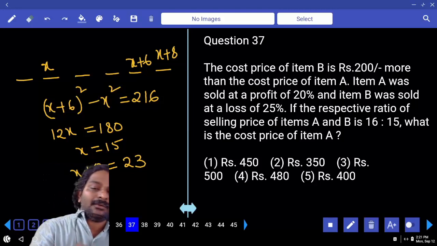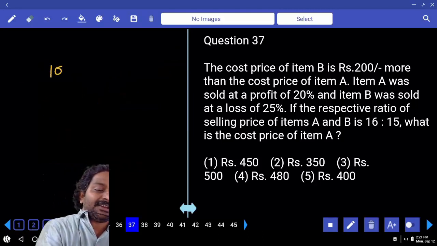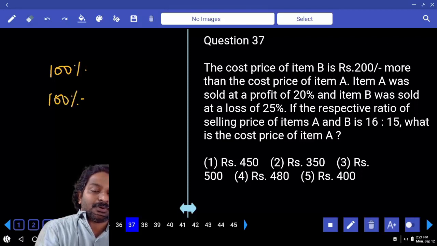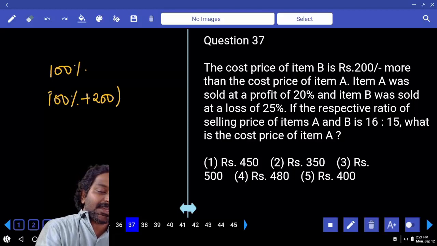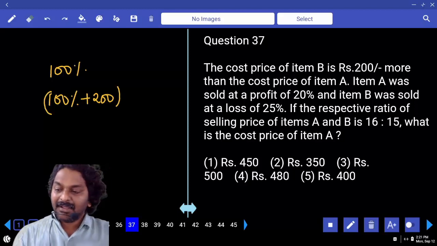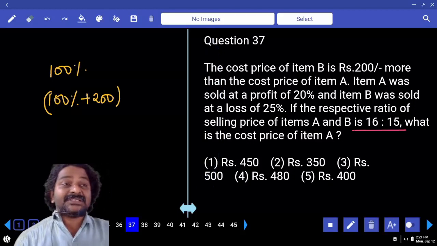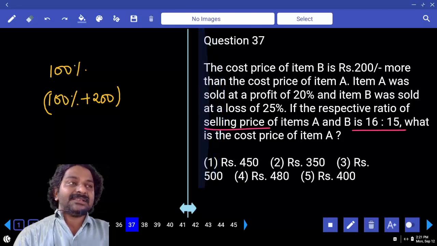Okay, right. Now, item A cost price, I will treat it as 100%. B cost price is 200 rupees more than that of A. Hence, it is 100% plus 200. Is it okay? Now, we were given ratio 16:15. What ratio is that? Selling prices ratio.